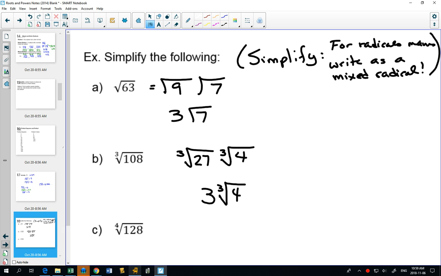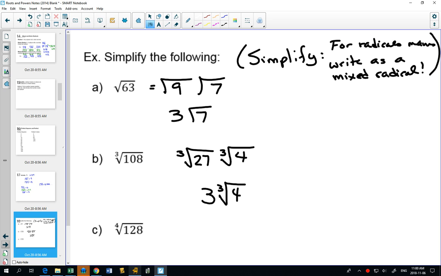128. We now look at powers of 4. So we have to think of our perfect powers of 4. What is 1 to the 4? 1. 2 to the 4. 2 times 2 times 2 times 2. 16. Okay? So we have to check if we can break up 128 into perfect 4s. 3 to the 4 is 81. 3 times 3 times 3 times 3.